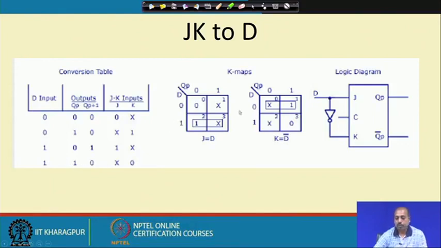Then if we do a simplification of the corresponding K map, it will turn out that J is equal to D and K equal to D bar. Previously I have said that while making the D flip flop, you have to connect an inverter between the J and K input. So, this particular derivation shows that this is really the case, that you have to connect an inverter between J and K.